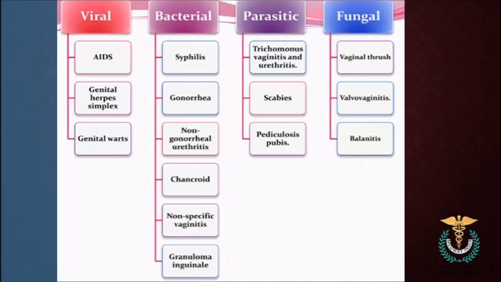As a classification, we can broadly discuss it under viral, bacterial, parasitic, and fungal. In viral, we can comprehensively put AIDS, genital herpes, and genital warts. In the bacterial conditions, we can put syphilis, gonorrhea, non-gonococcal urethritis, chancroid, non-specific vaginitis, and granuloma inguinale. Parasitic: we have trichomonas vaginitis, scabies, or pediculosis pubis. In fungal, we have vaginal thrush, vulvovaginitis, and balanitis.